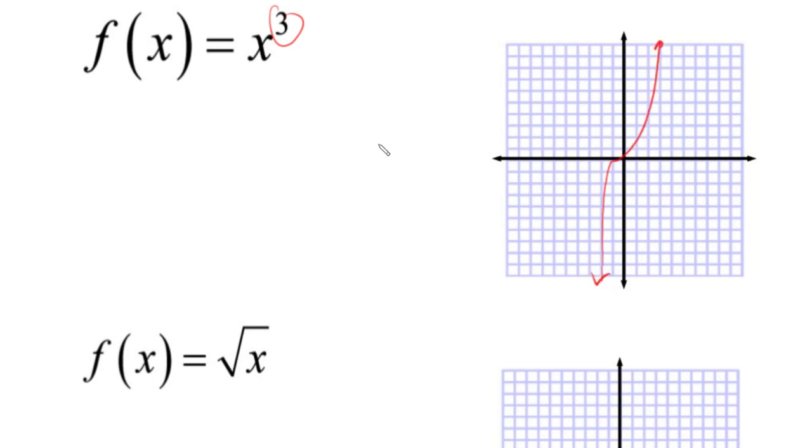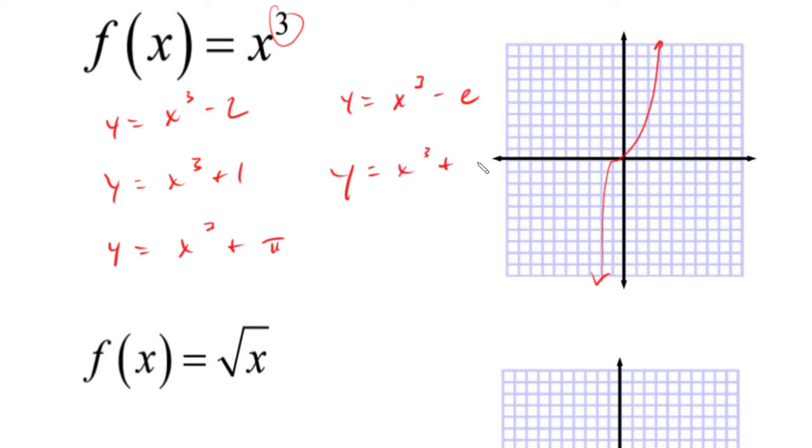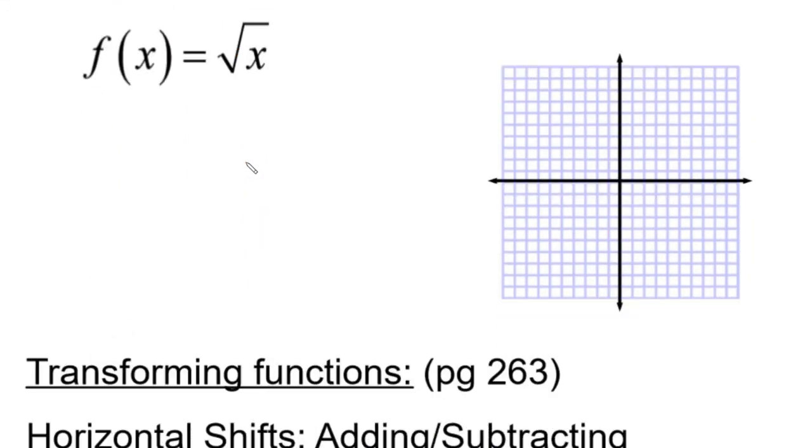Something like that. And if you were to shift that up and down, this whole thing would just move up and down. So if you had y equals x to the third minus 2, y equals x to the third plus 1, y equals x to the third plus pi, y equals x to the third minus e, y equals x to the third plus 4.1. This means it would go down 2, up 1, up by pi, down by e, up by 4.1. All of these things do the same thing to the parent function. They just move your graph up or down by something. The same would be true here. I'm not going to go over this, but it's the same idea.